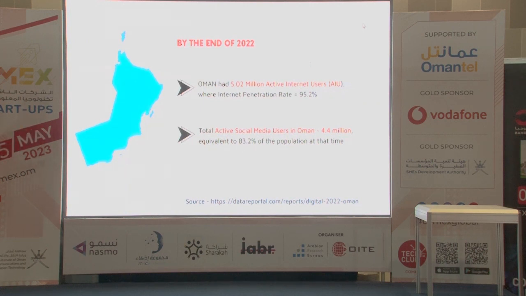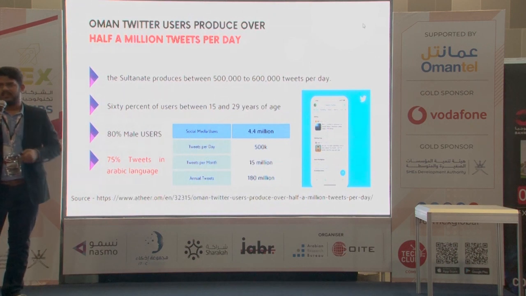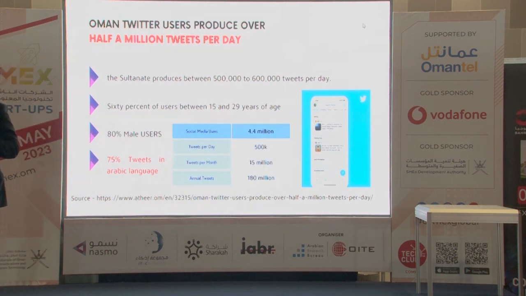This is from 2022. There was recently a report in the papers that Oman produces 500,000 tweets in a day. There are 500,000 people tweeting in one day. Now imagine, if 500,000 users are tweeting in a day, that means in a month there are 15 million tweets. And if I took it annually, there are 180 million tweets which can be analyzed.